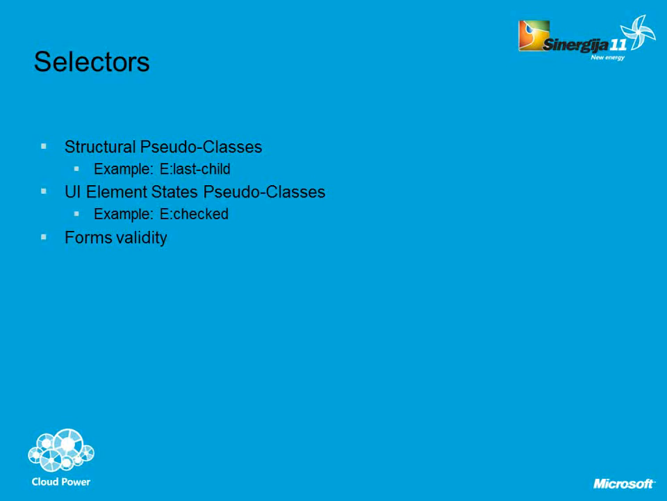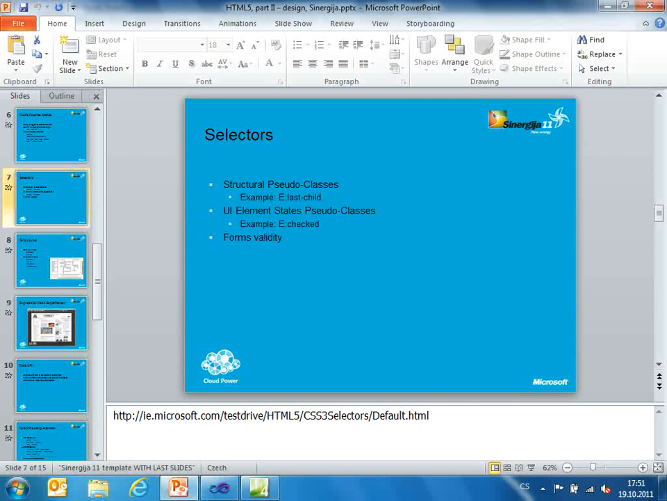It means you can work with the position of the element in the document object model, or you can use the UI element states. It means the checkbox is checked, the field is valid or not valid, it's required or not required, and so on.